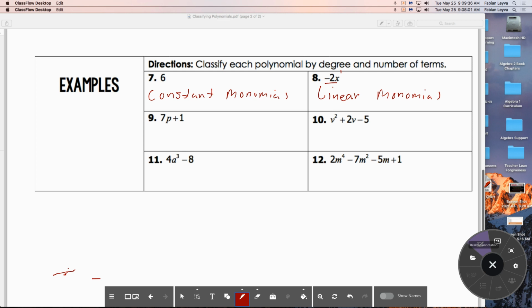Now, if you look at number 9, notice that you have 2 terms. But before we start talking about terms, let's figure out what the degree is. What is the degree of this first term? How about this one? So what's the biggest exponent? 1. So what is this overall polynomial? Now, how many things are getting added? So that is a binomial.